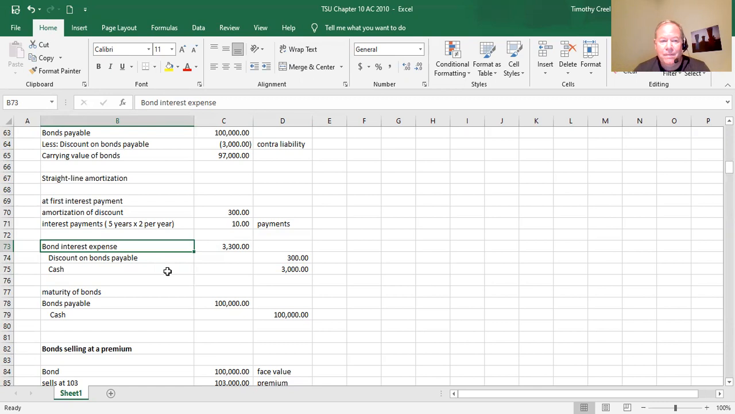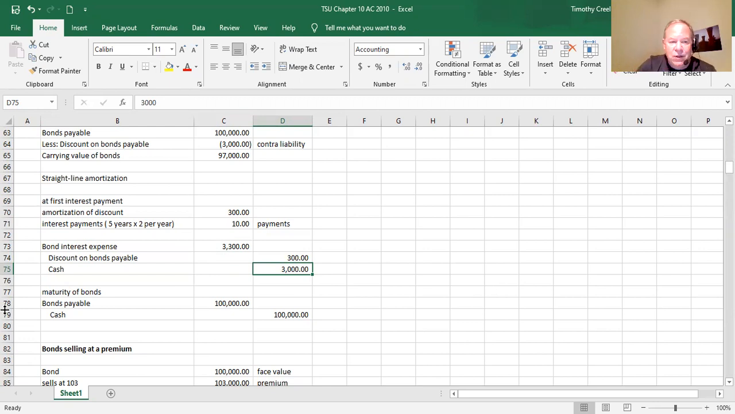Each interest period, we credit or reduce the discount on bonds payable account by the amount we're taking, based on the discount amount divided by the number of interest payments, under the straight line amortization method. And then our credit to cash is always the amount of cash that's being paid to the bondholders for their regular interest payment. That's going to be consistent.